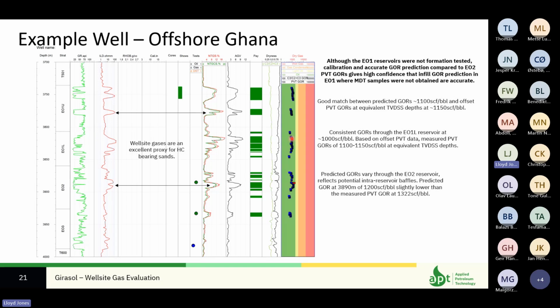And then down in the EO2, where we think that we potentially have an intra-reservoir baffle, the predicted GORs in the blue are really quite close to the measured data in the red. And again, there's a subtle break in the GOR trend within this intra-reservoir shale just here. So we can potentially use the data to identify compartmentalization within a well.